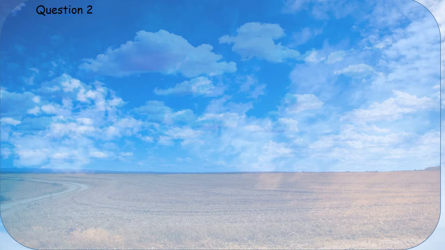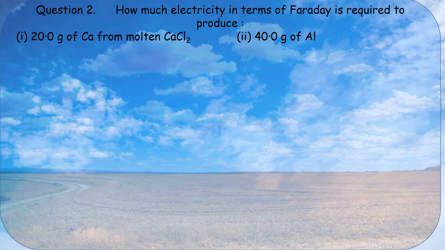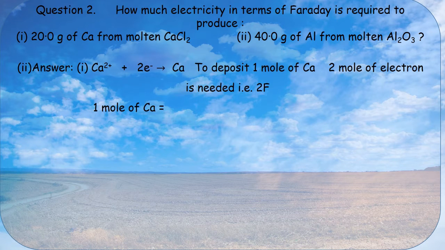How much electricity is required to produce 20 grams of calcium from calcium chloride, and 40 grams of aluminum from molten Al2O3? We know that for 1 mole of calcium, 2 Faraday is needed. Hence for 20 grams, it's quite simple because it is half of its molar mass. So 1 Faraday, since 20 grams of calcium means the equivalent mass of calcium.